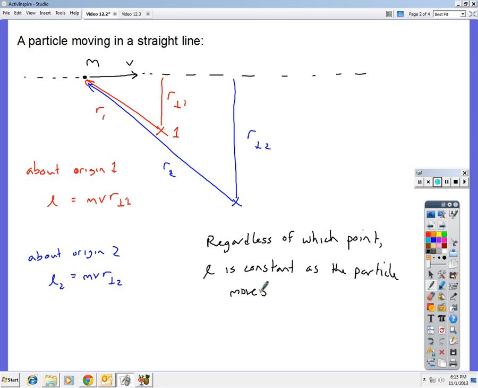And that means that we can say that angular momentum is conserved. Now that's all we're going to say about conservation of angular momentum in this video, but you'll see in the next video we'll talk a lot more about conservation of angular momentum, and we'll look at under exactly what circumstances angular momentum is conserved. For now, we're just going to calculate it.